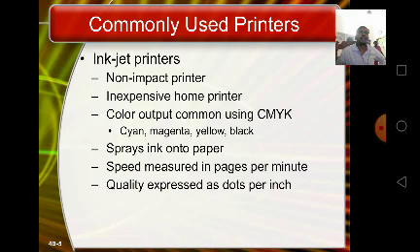Color inkjet printers have 4 ink nozzles. 1. Cyan, that is blue. 2. Magenta, that is red. 3. Yellow. 4. Black. For this reason, they are sometimes referred to as CMYK, that is cyan, magenta, yellow, black. Printers are using the CMYK color process.